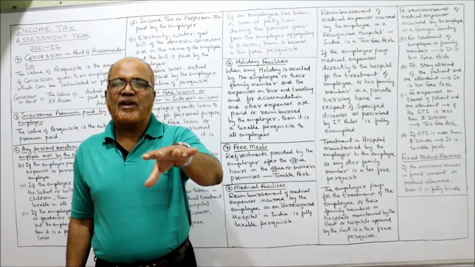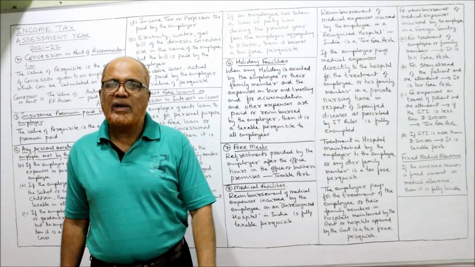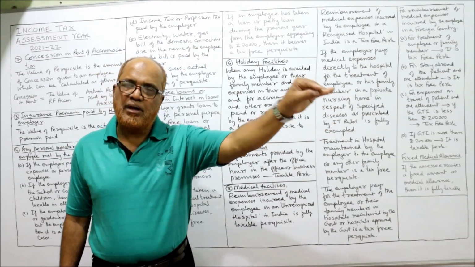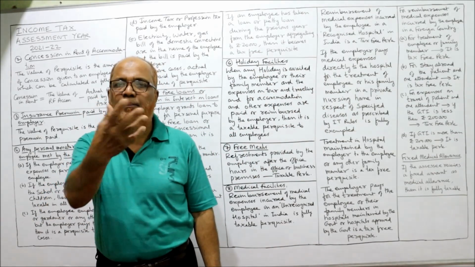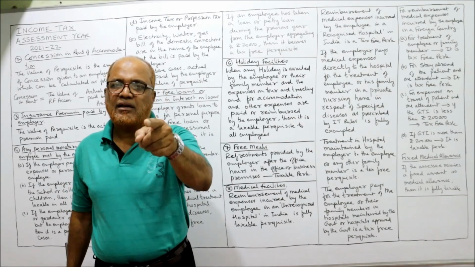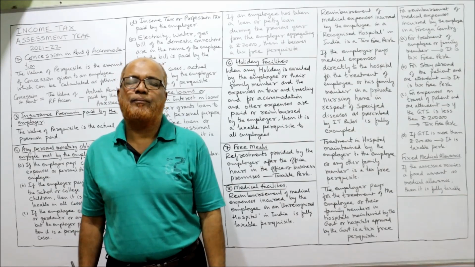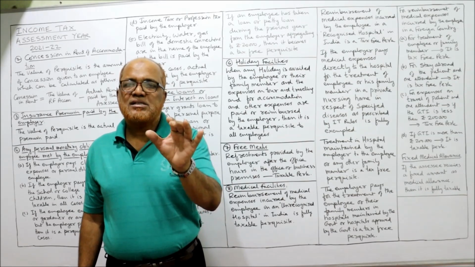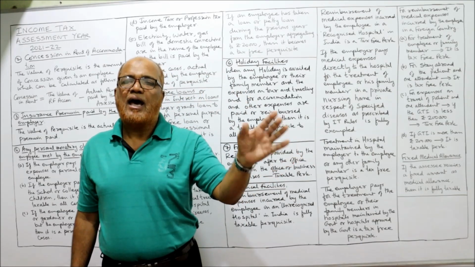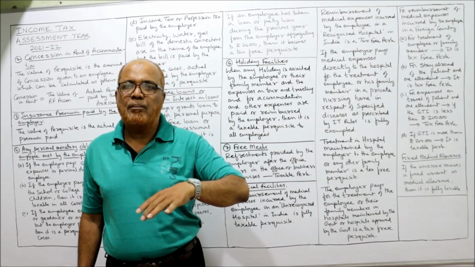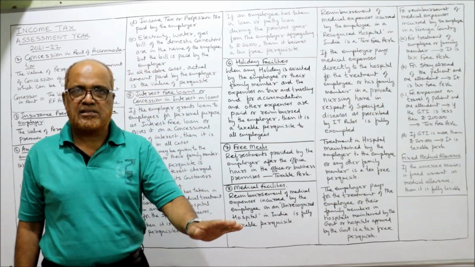So Mr. X was suffering from disease. He went to an unrecognized hospital. The bill of the hospital comes to 2 lakh rupees. Mr. X has paid from himself, but later on that 2 lakh rupees was reimbursed by the employer. The Income Tax Act says that 2 lakh rupees is a taxable perquisite in the hands of Mr. X, the employee. So any expenses incurred in an unrecognized hospital and reimbursed by the employer is a taxable perquisite. That's it.